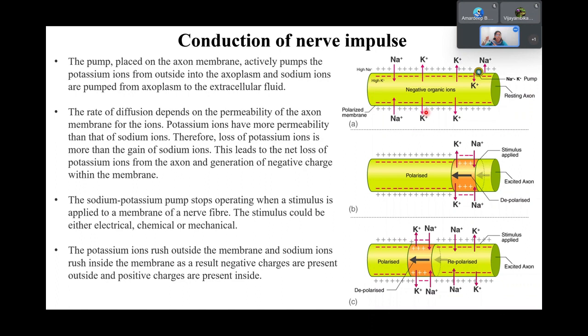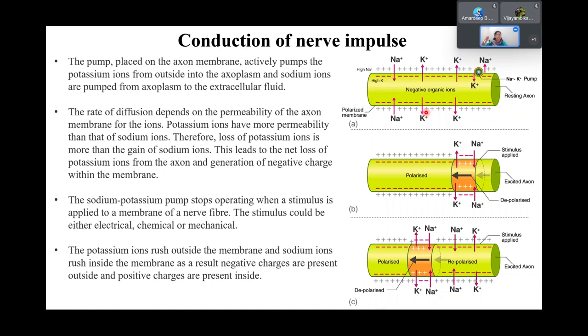So let's go back once again to understand the difference here. In resting state, the pump was actively pumping potassium ion in from outside. But now the potassium ion is being rushed outside. So the ion which was taken in is now being pushed outside because of the stimulus, and the sodium which was being pushed out is now being taken in. This change in the concentration of the two ions leads to something called action potential, because there is a charge difference now.